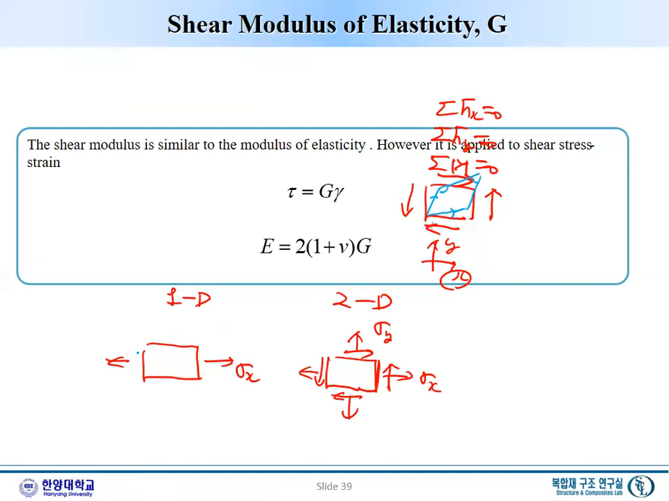See, this one is what is causing the length to change. But this 90 degree angle stays the same, right? With shear, the length does not change, only the angle. Okay? So that's the 2D version.